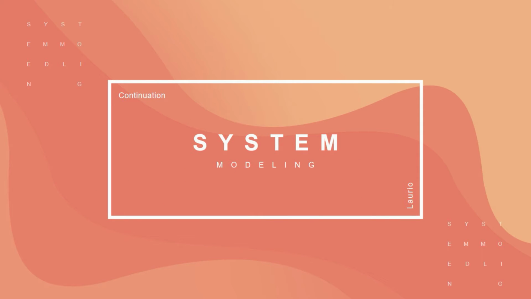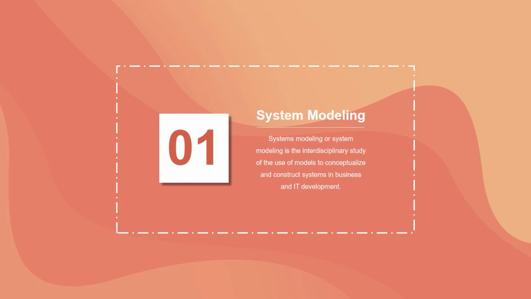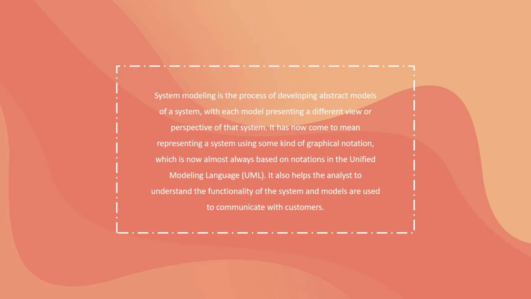System modeling. What is system modeling? System modeling is the interdisciplinary study of the use of models to conceptualize and construct systems in business and IT development. It is the process of developing abstract models of a system, with each model presenting a different view or perspective of that system. It has now come to mean representing a system using some kind of graphical notation, which is now almost always based on notation in the Unified Modeling Language.